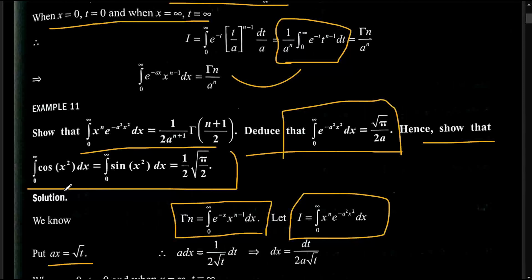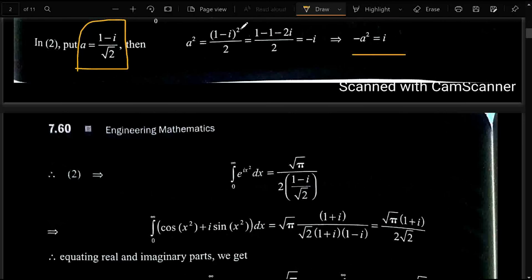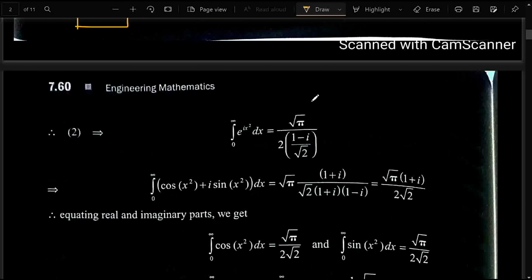And now the third thing is very important and a little complicated. Now we have to substitute a is equal to 1 minus i by root 2 in these equations. So we can't say what to put; after much practice, it will come what to substitute. That's why I said before, the substitution method is very important in gamma and beta functions. After substituting it and squaring on both sides, we get minus a square is equal to i. So now we have to simplify this after substituting it.